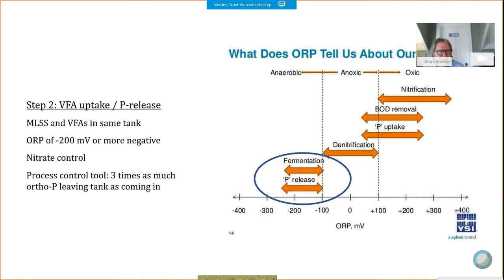And if there's a lot of nitrates in there, the nitrates are going to preferentially eat those volatile fatty acids, and there'll be fewer volatile fatty acids available for the phosphorus removing bacteria. And I'm going to recap some of the tricks for how to deal with that issue.